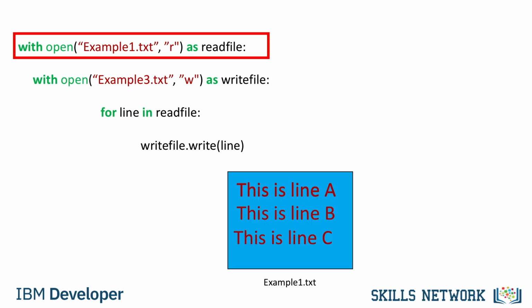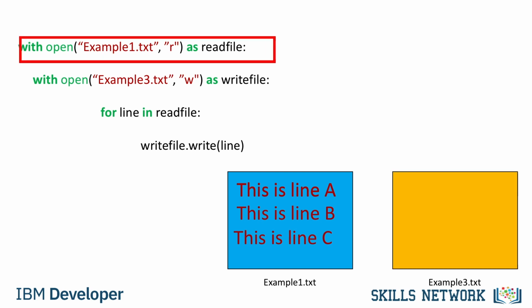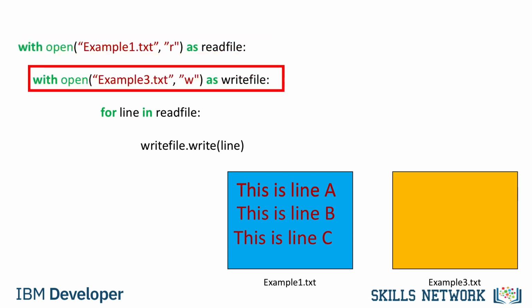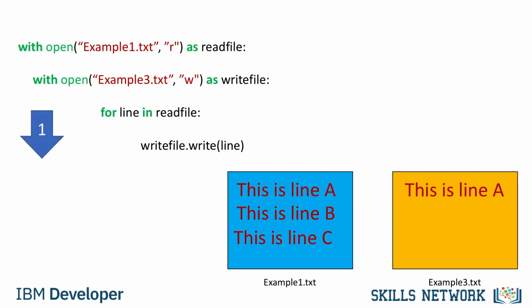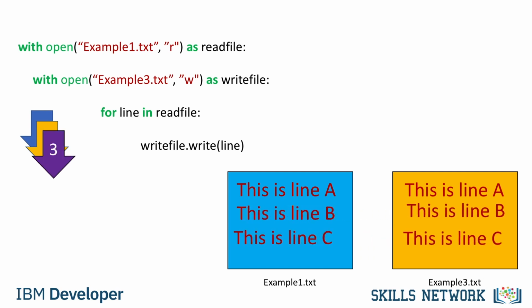We can copy one file to a new file as follows. First, we read the file example1 and interact with it via the file object, read file. Then we create a new file example3 and use the file object, write file to interact with it. The for loop takes a line from the file object, read file, and stores it in the file example3 using the file object, write file. The first iteration copies the first line. The second iteration copies the second line till the end of the file is reached. Then both files are closed.